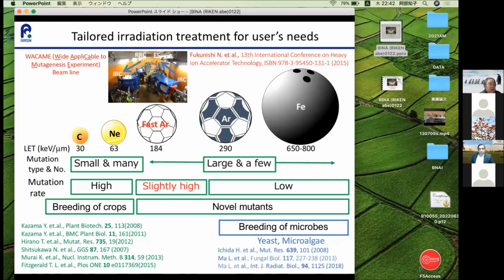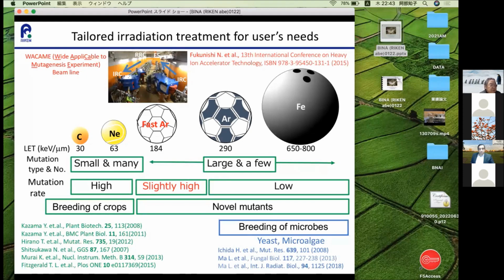On the other hand, irradiation with argon ions at LET 290 shows a low proportion of small mutations, while that of large deletions and rearrangements is high. These are multiple gene disruptions. Then, argon ions with LET 290 might be useful as a novel mutagen. And iron ions are good for microbe breeding.